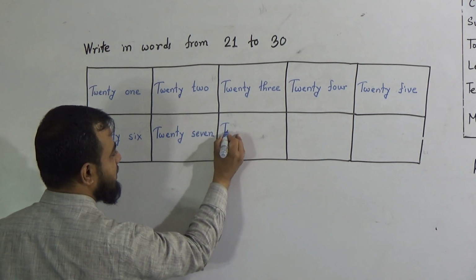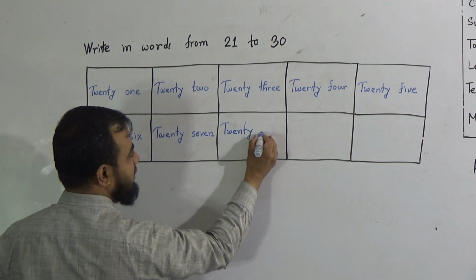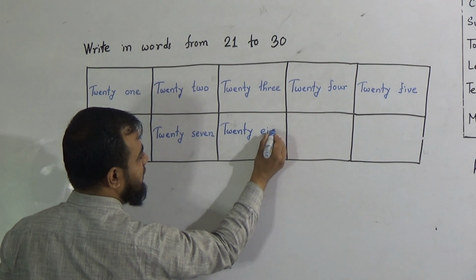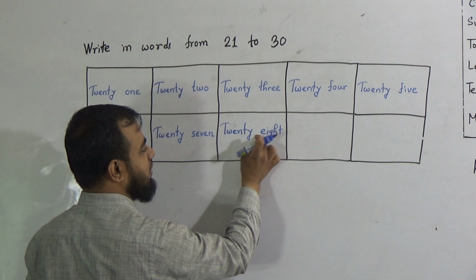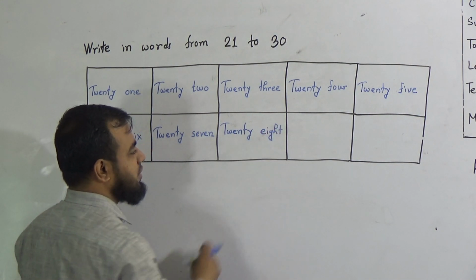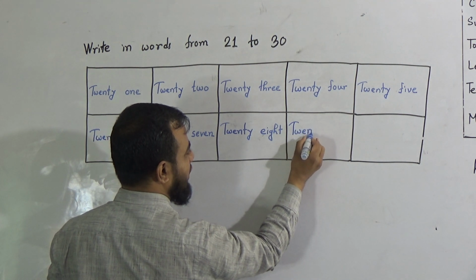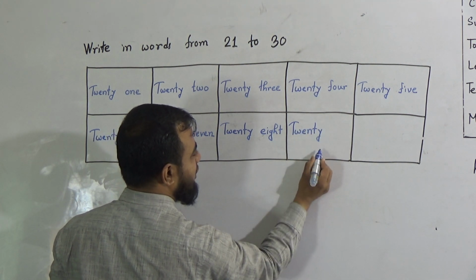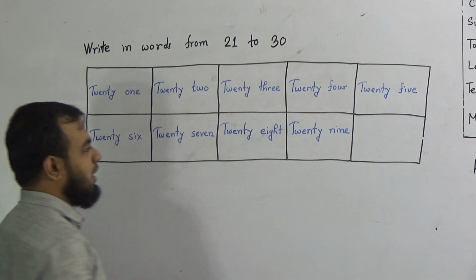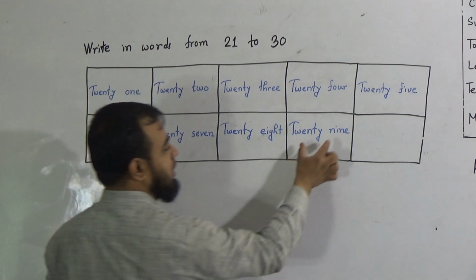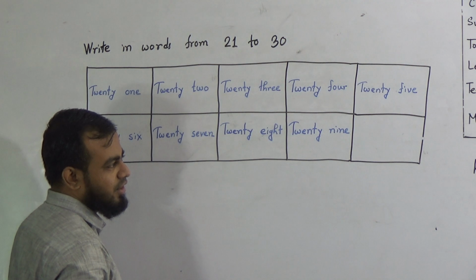After 27 the number that comes is 28. The spelling of 20 is TWENTY, then 8, it's EIGHT, 28. After 28 the number that comes is 29. 29 is TWENTY, and the spelling of 9 is NINE. And after 29 we have our last number, which is 30. The spelling of 30 is THIRTY.